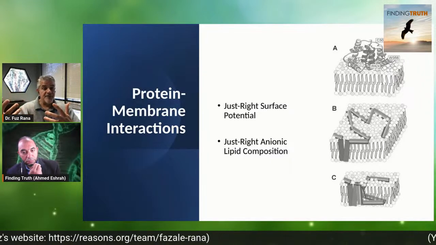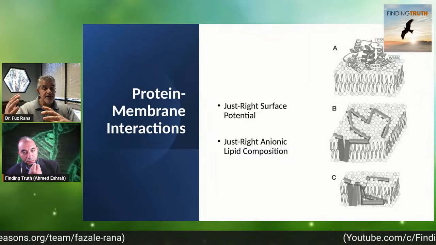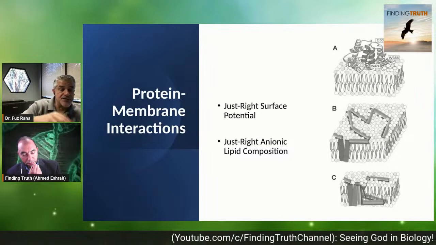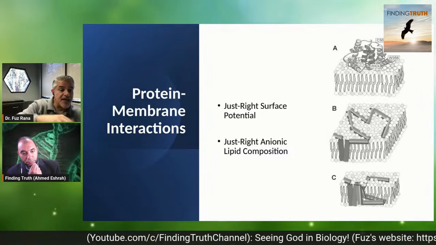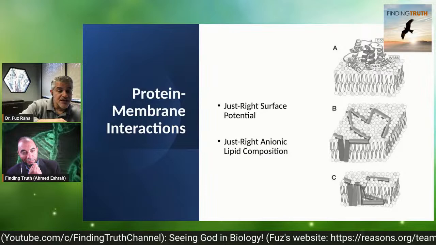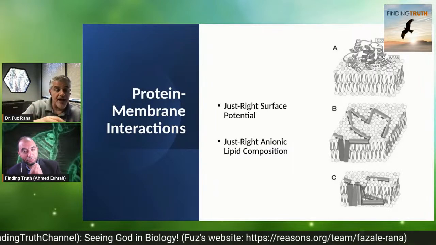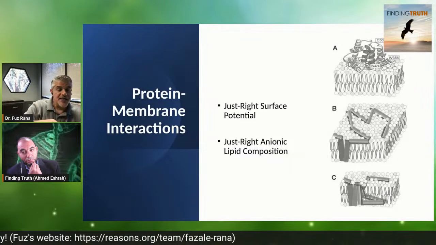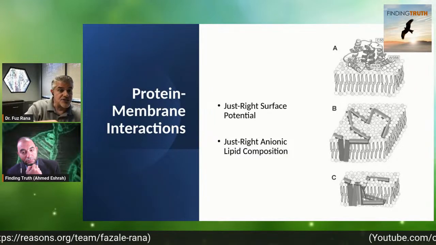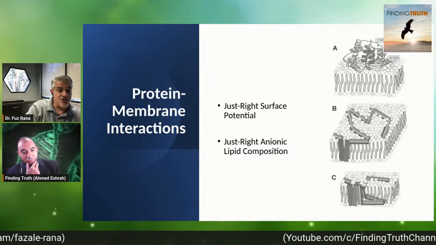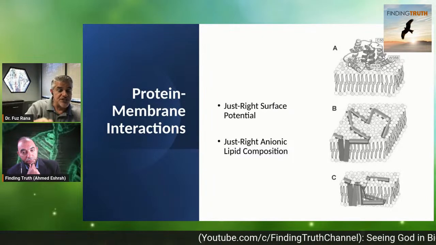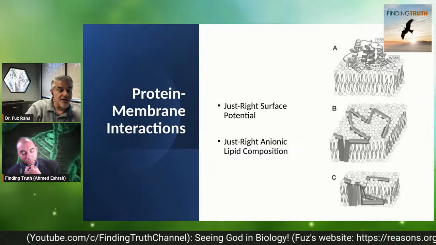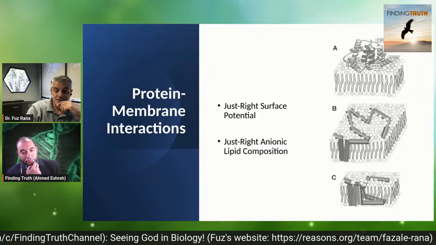So you would have proteins that have surface groups that are positively charged that would interact with the cell membrane through the negatively charged phospholipids, right? And so this is an electrostatic interaction. But it turns out that in order for those interactions to take place, you have to have a just right surface potential, which is set up by a just right level of these negatively charged phospholipids at that particular surface.